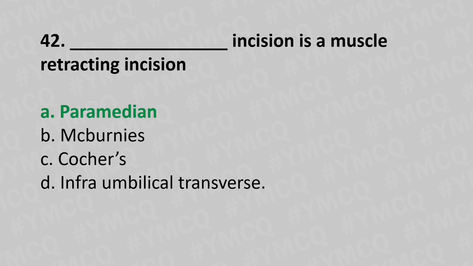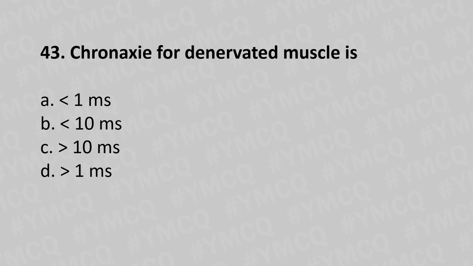Chronaxie for denervated muscle is option A, less than 1 ms. Option B, less than 10 ms. Option C, greater than 10 ms. Option D, greater than 1 ms. And the answer is option C, greater than 10 ms. Moving to our 44th question.